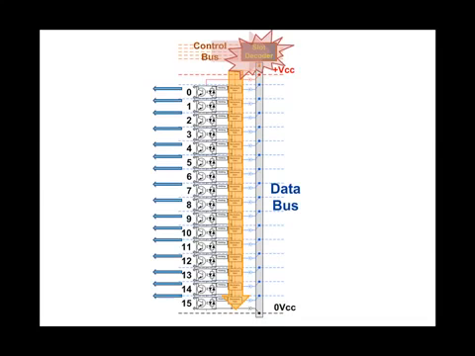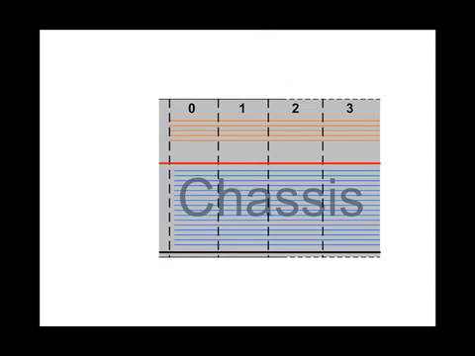Let's look at the backplane. Looking at a more complete section of the backplane, let's say for a 4-slot chassis, but keeping the illustration simple with just 16 conductors for the data bus.